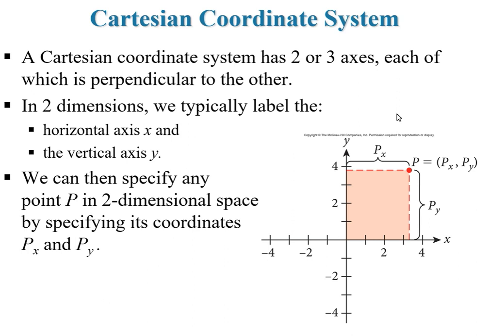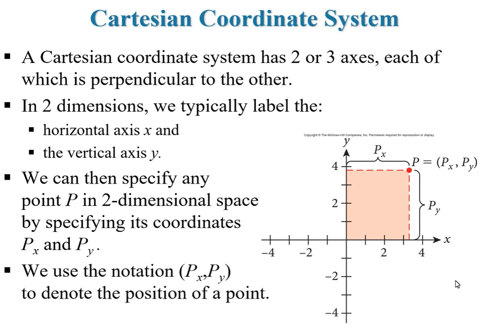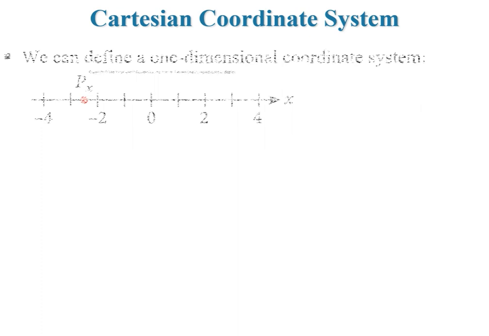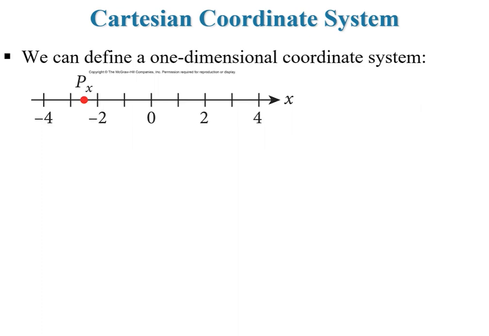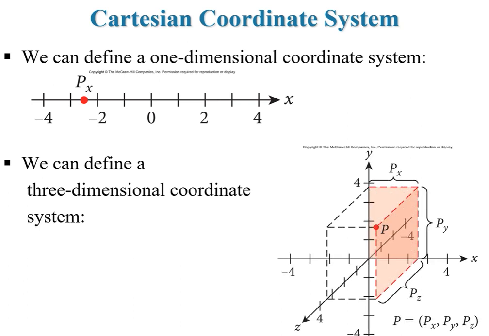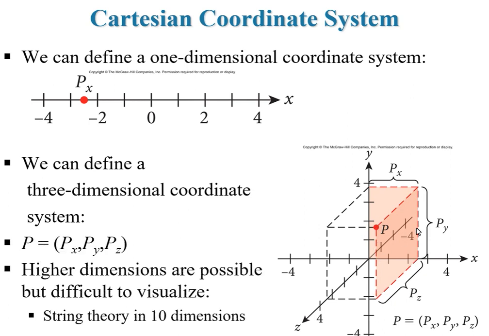So, for example, we have point P. Its coordinates will be Px and Py. We use the notation Px, Py for our coordinate to denote the position of a specific point. But take note, we could also have a three-dimensional coordinate system. We can define a one-dimensional coordinate system. So, we can also define a three-dimensional coordinate system. So we could either have this one when you have your x, your y, and your z component.